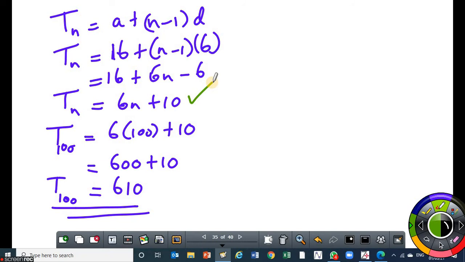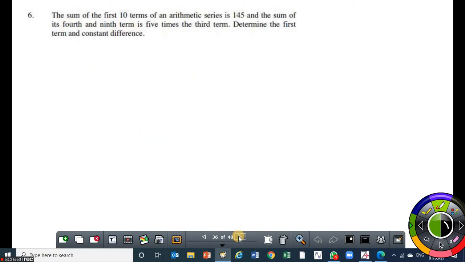Then let's move on to the next one. The next question says the sum of the first 10 terms of an arithmetic series. That's Sn now. It's now an arithmetic series.